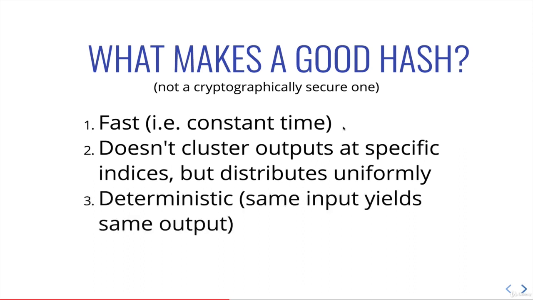And then lastly, we want it to be deterministic, and this is really important. It means that every time we pass in one input, we always get the same output. It's determined that we're going to get the same output. We don't want there to be any uncertainty or multiple answers or outputs per one given input. So we want the same input to always give the same output.